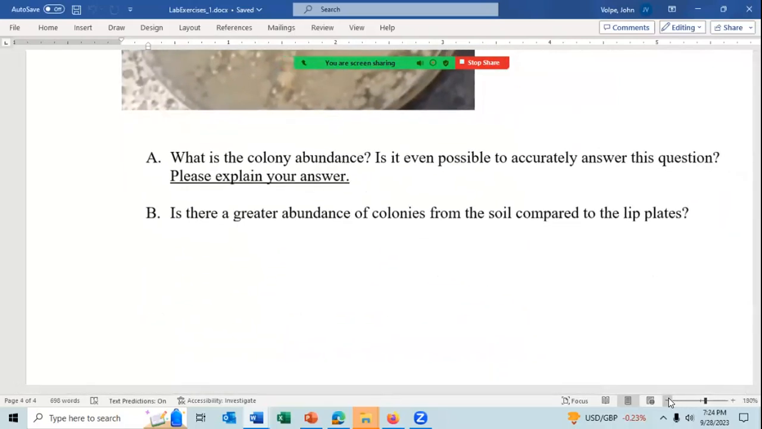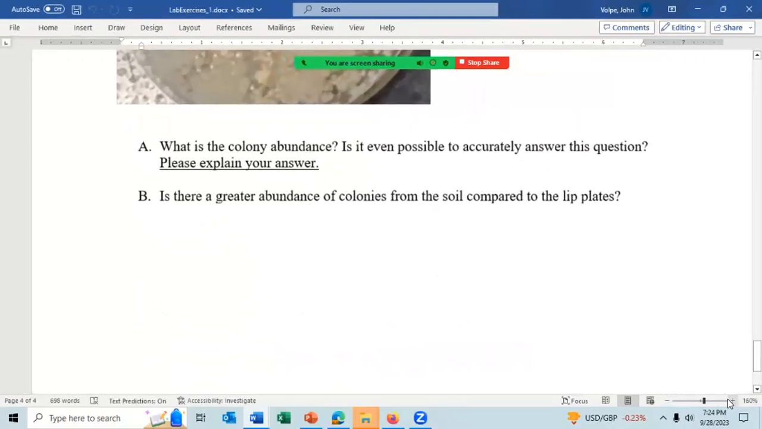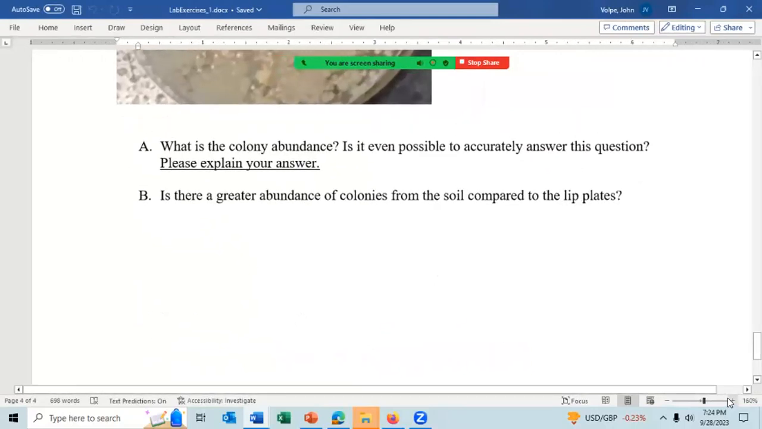And then when you're done, submit it. This must be submitted by 11:59 p.m. this Saturday. Any questions about this lab?